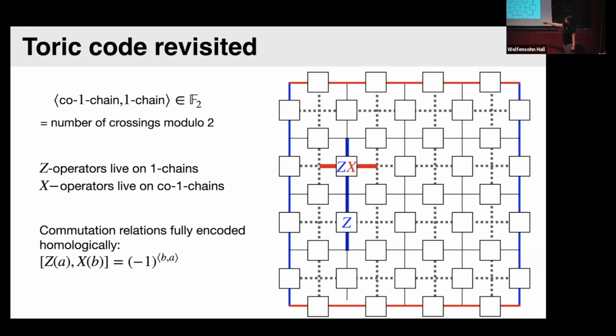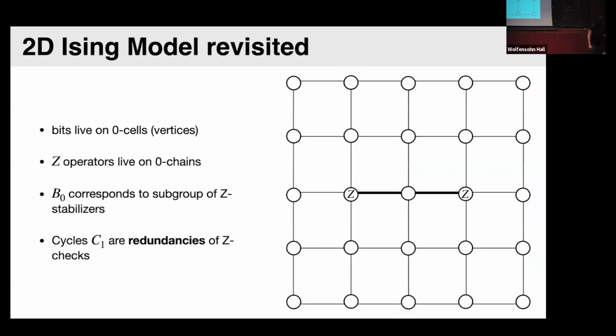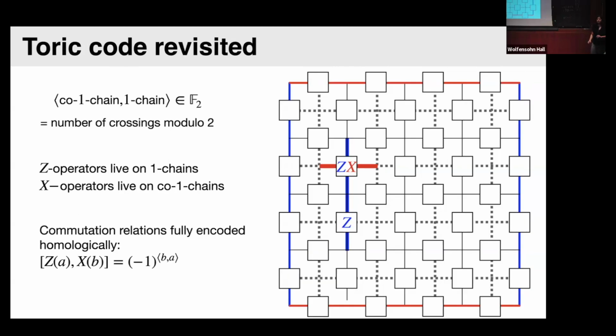So if you have some collection of edges denoting where Z acts, and a collection of dual edges denoting where X acts, then basically the operator strings with the Z and X either commute or anti-commute, depending on whether the number of crossings there is even or odd. Okay, so the commutation relations are also encoded homologically. All right, so this is now the entire structure of the toric code understood in this way.